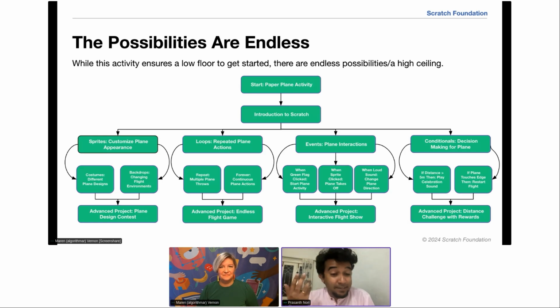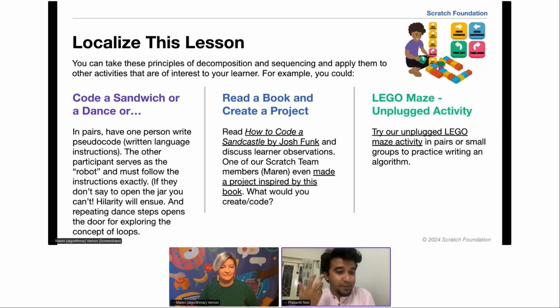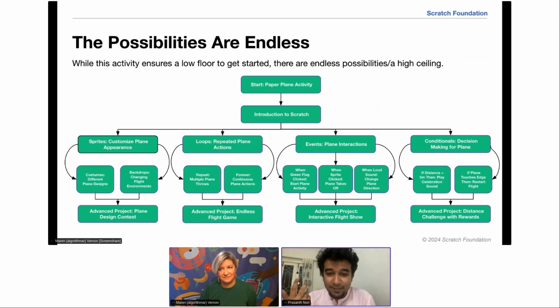Maybe even some conditional thinking, decision making for the plane, which is if it crosses a certain distance, there's a sound, or if it touches the edge, it restarts the flight. And then you could get into more advanced projects for each of these, right? So it could be a contest around designing planes, endless flight games, interactive flight shows. So there's a lot that you can do. And these are just examples of possible directions and high ceilings, even with the small, simple activity to start with, right?